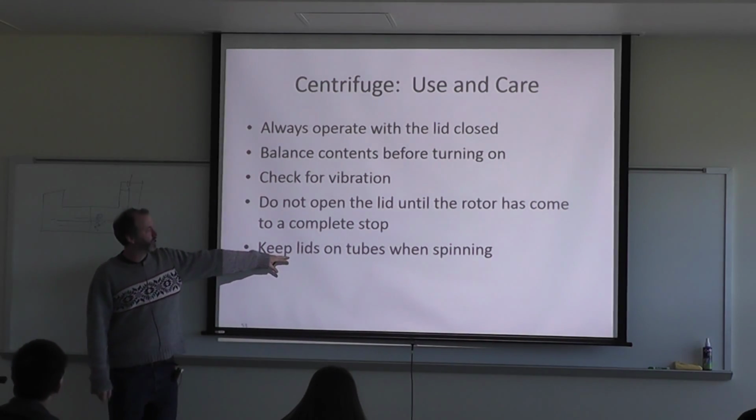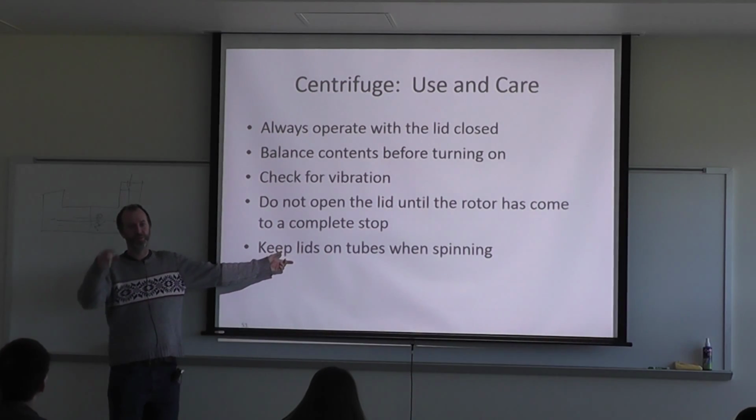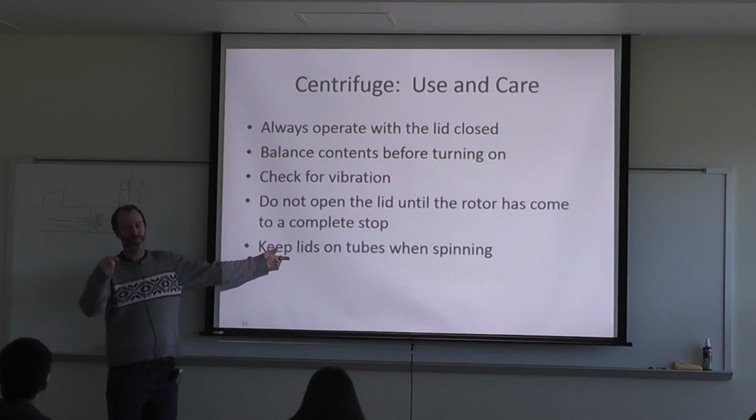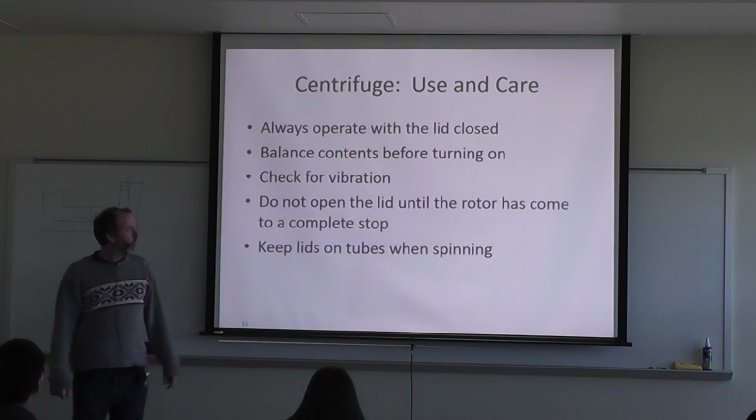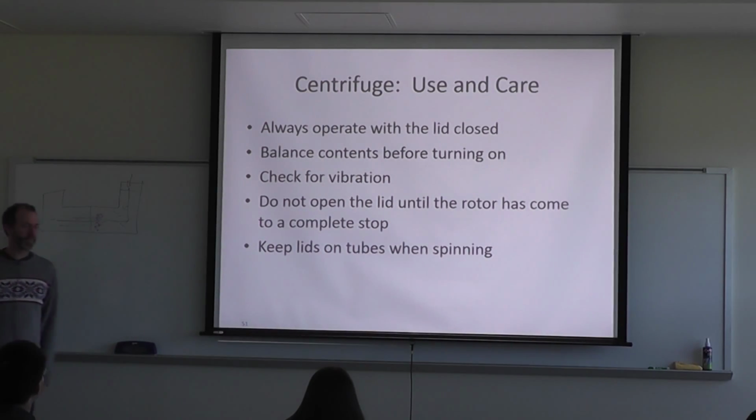So keep the lids on the tubes when spinning. That's not always true, right? When you use those columns, you let the lids off. And do not open the lid until the rotor has come to a complete stop. Yeah, that's all for safety purposes, because if you stick your hand in something that's spinning at 1,000 RPM, you can take a finger or a hand off, right?